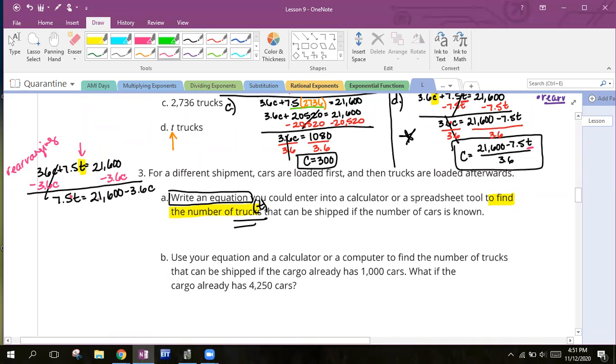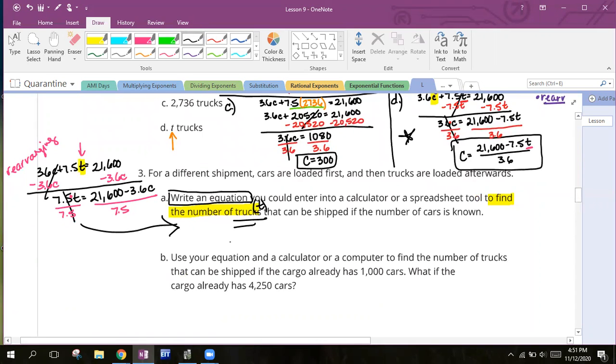That's 7.5 times t, so I'm going to divide both sides by 7.5. My 7.5s are going to cancel out. I'm going to write it actually in the question. I'm left with T equals 21,600 minus 3.6c, all divided by 7.5. So that is my equation for trucks, to make it easier to find trucks.